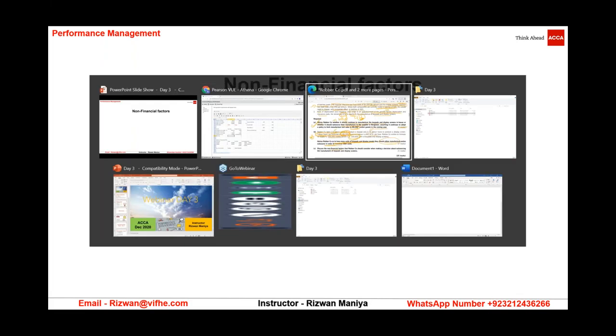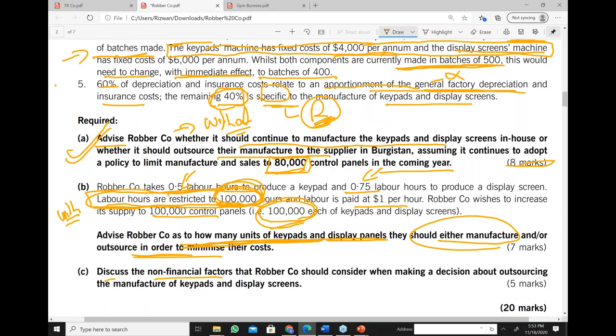Now, the last part to complete the 20-mark question. Discuss is an examinable verb. Discuss the non-financial factors that the drawer should consider when making a decision about outsourcing the manufacture of the keypad or display screen. So what are the non-financial factors one should consider when deciding whether to outsource or to manufacture in-house? Non-financial ones, okay? Not financial ones.